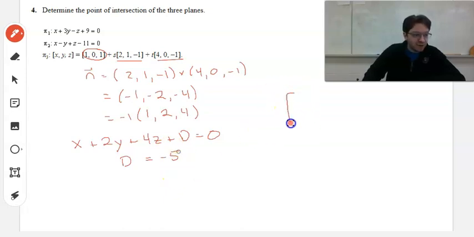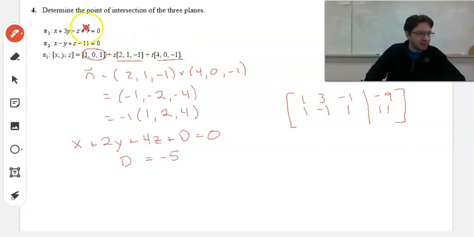So now you can set up your matrix. So you have 1, 3, negative 1, and that equals negative 9. Your next equation is 1, negative 1, 1, and that equals 11, because I'm bringing our d term to the other side of the equation. And then with our new one, we have 1, 2, 4, and that equals 5, bringing it to the other side.